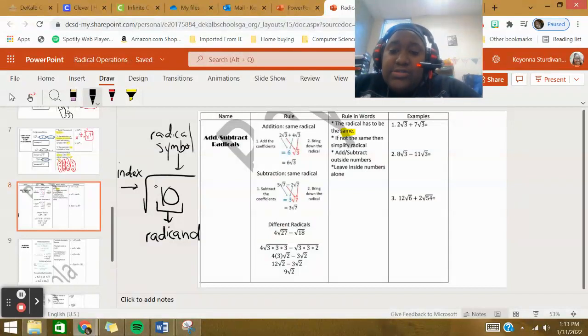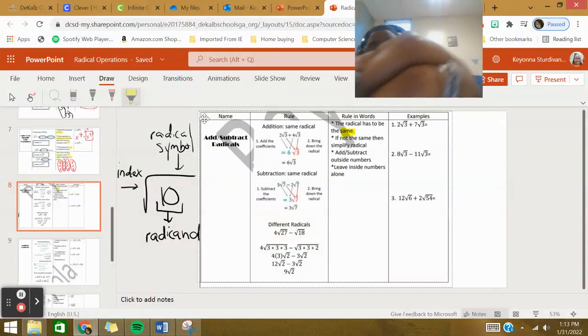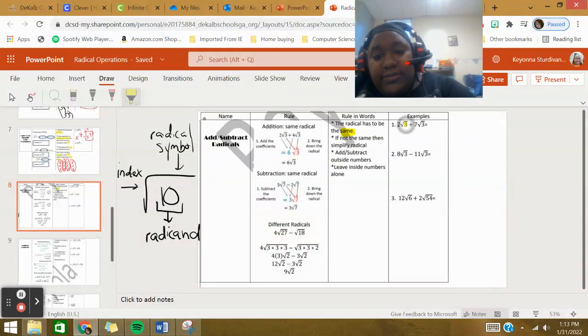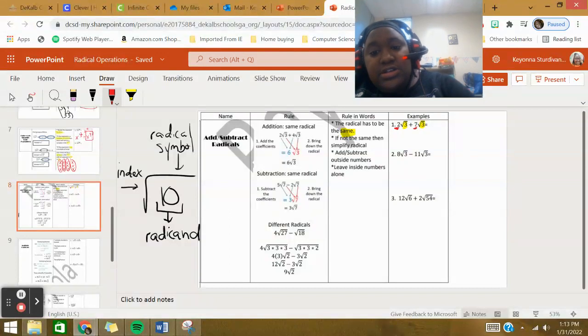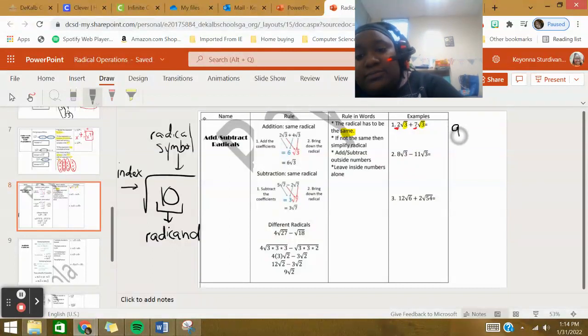The first example, we have 2 square roots of 3 plus 7 square roots of 3. All right, looking at the radicand, hopefully everybody sees that these radicands are the same. We both have square root of 3. Well, because both of these radicands are the same, that means I can combine my coefficients, which is 2 and 7. So my final answer for this would be 2 plus 7, which is 9, and it'll be 9 square roots of 3. That's the answer. That's it.